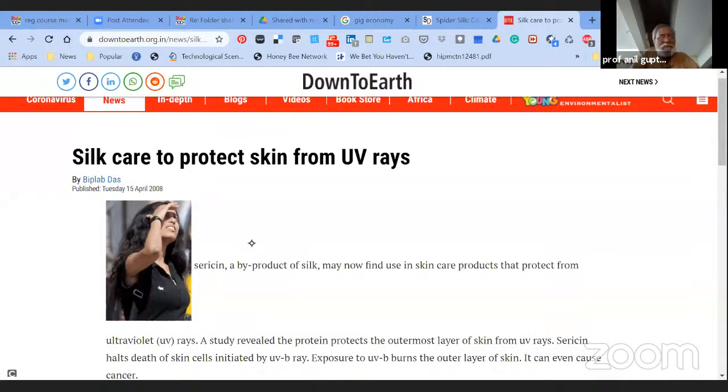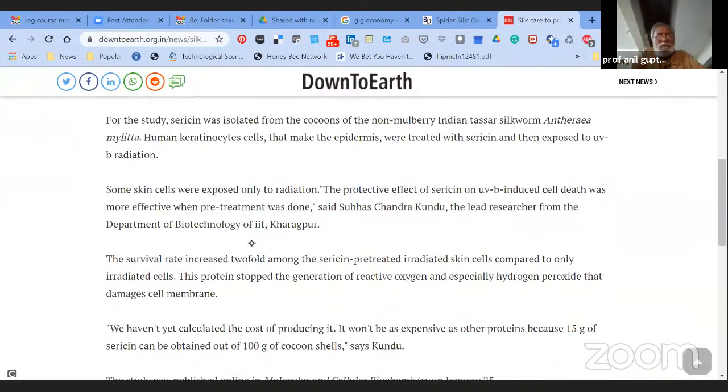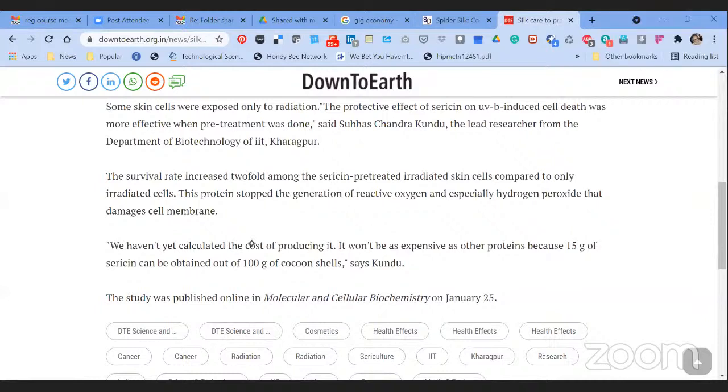In 2008, there's a news here where they found the byproduct of silk can be used in skincare product, to protect skin from the UV rays, and Dr. Subhash Chandra Kundu from Department of Biotechnology, IIT Kharagpur, published a paper in Molecular and Cellular Biochemistry. Now you see, a very high-tech advanced research is being derived. If Dr. Subhash Chandra Kundu had talked to the communities of Assam, it wouldn't have waited till 2008. Maybe he would have found this thing maybe 10 years ago. This is an evidence. Isn't it true? Yes, sir. So my question is only this, that wherever you find evidence of good science, this is a good quality science.